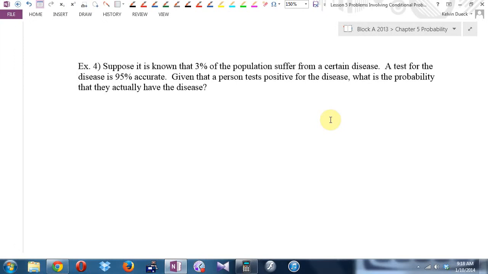Suppose you know that 3% of the population suffers from a certain disease, some type of cancer, let's say. And there is a test, and the test is 95% accurate. Suppose you take that test and you test positive. What's the probability that you actually have the disease? Far too many people would say, well, if the test is 95% accurate, that means there's a 95% chance that I have cancer. Far too many doctors will say, well, this is a 95% accurate test, you tested positive, so that's a 95% chance that you have cancer. That is not the case.